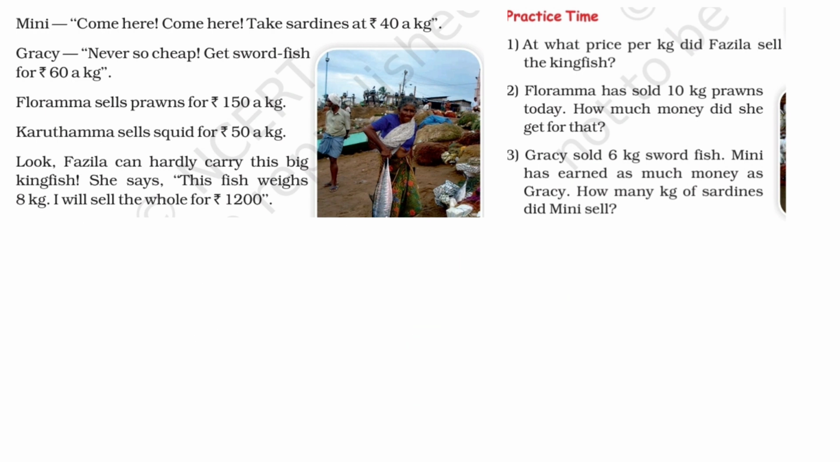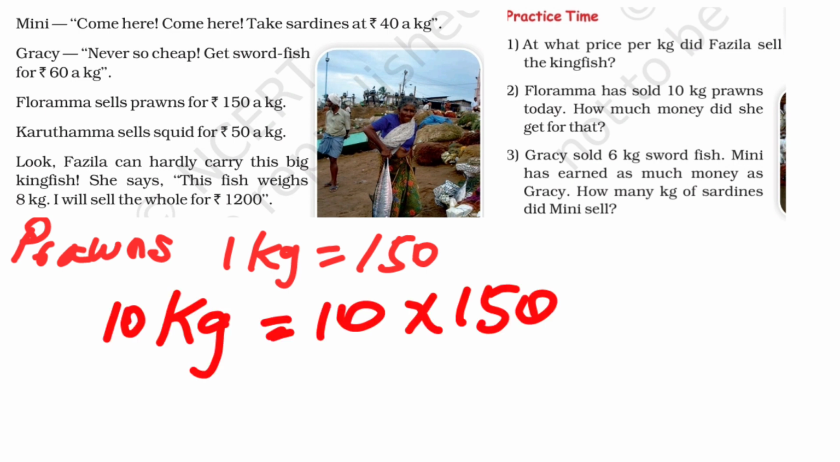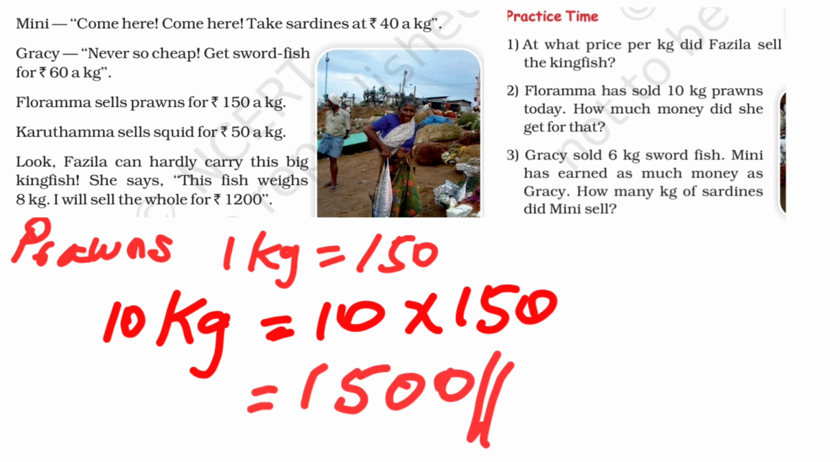The second question, Florama has sold 10 kgs of prawns today. How much money did she get for that? So Florama sells 10 kgs of prawns. So 1 kg of prawn is 150 rupees. So for 10 kg of prawns, we need to multiply 10 into 150, which is 1500 rupees. So she will get 1500 rupees by selling 10 kgs of prawns.